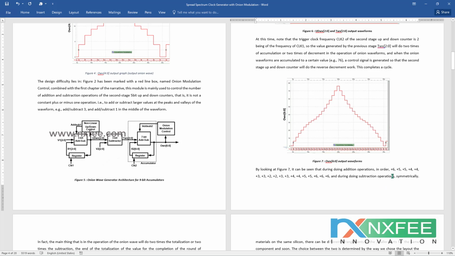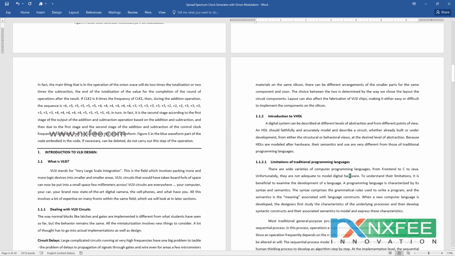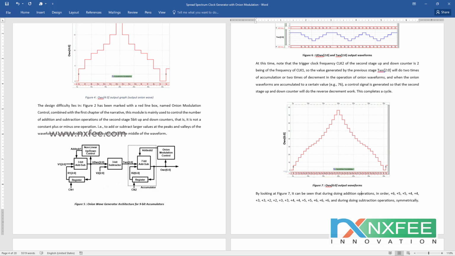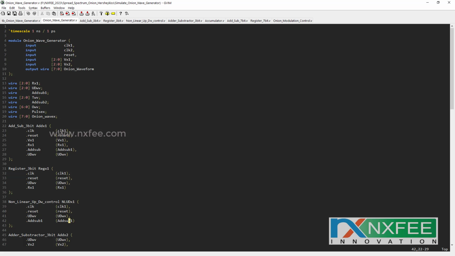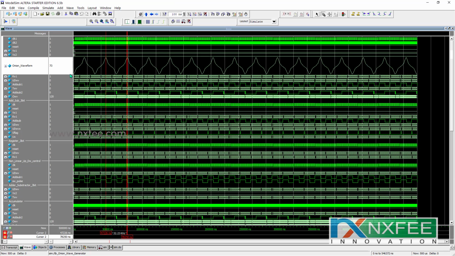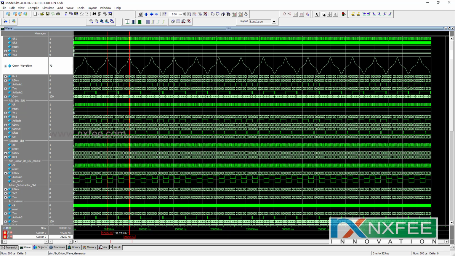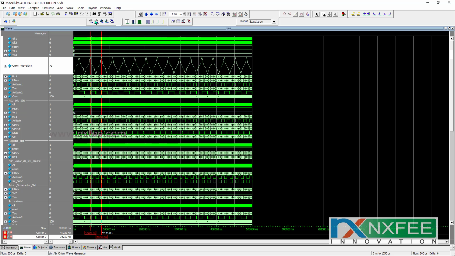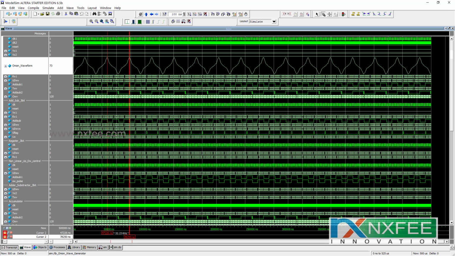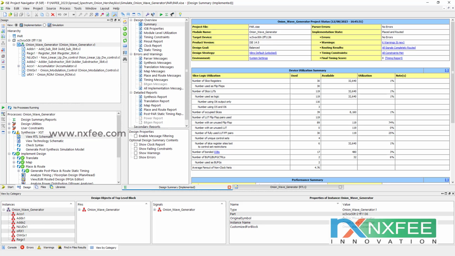This is the reference waveform, given in Figure 7. This is the Verilog HDL coding part, and this is the simulation output. This is an onion waveform, designed using a 32.23 kilohertz range. You can refer to it. This part we have synthesized using a Xilinx Virtex-5 FPGA.